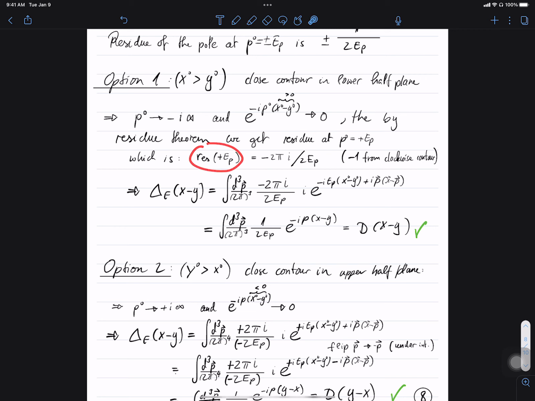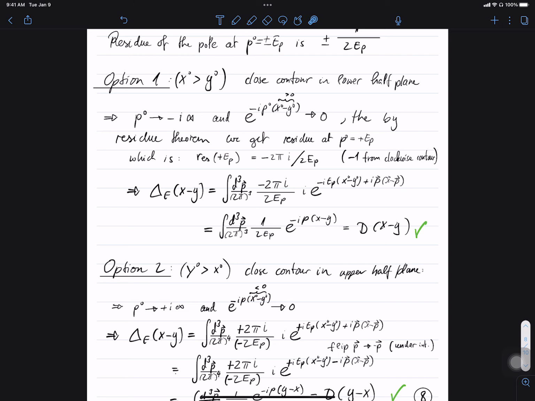We sum the residue at the poles, which is then negative 2 pi i divided by 2e_p, where the negative sign comes from the clockwise contour. Remember, anti-clockwise contour was positively defined. Clockwise gives you a negative sign. So plugging it into this expression, p naught is also replaced by the residue value. And then we see that this combination is just the four-momentum product of p and x minus y. And this one we simplify just to have 1 over 2e_p here. Beautiful. So this is just the expression for the propagator from x to y. This is good. So this is ticked off.